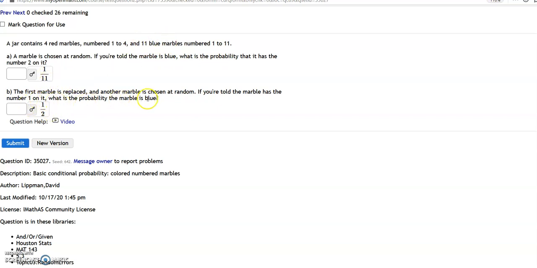The first marble is replaced, another marble is chosen at random. So now you're told that the number is a number 1. So there's a number 1 of red and there's a number 1 of blue. Okay, so there's only 2 number 1s. So you've got a 50-50 chance, or 1/2 probability, that it's blue because there's 1 red and 1 blue.